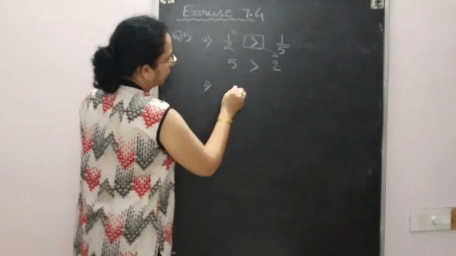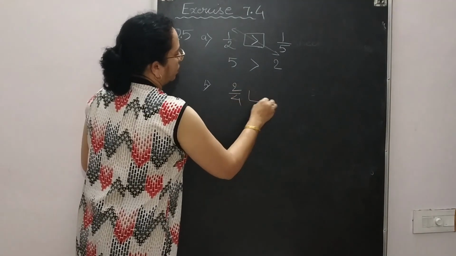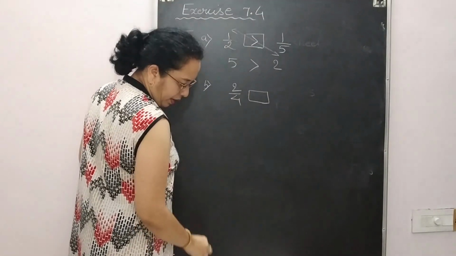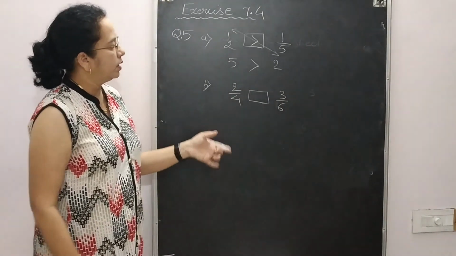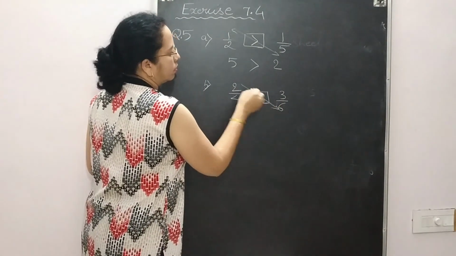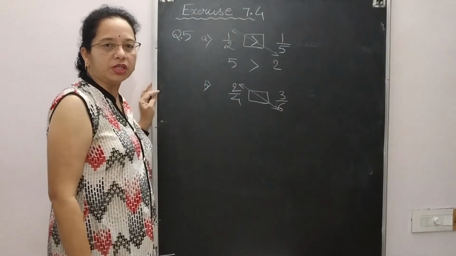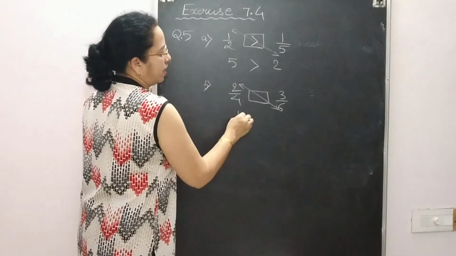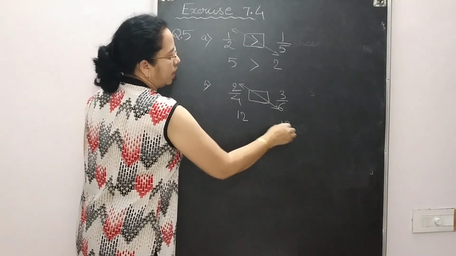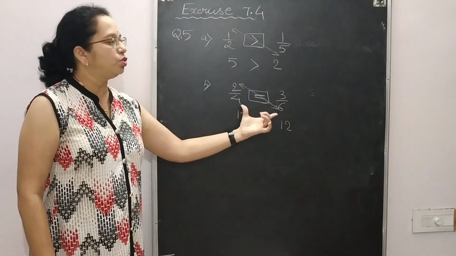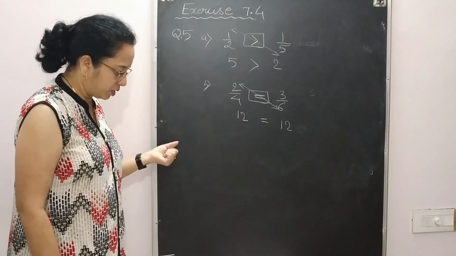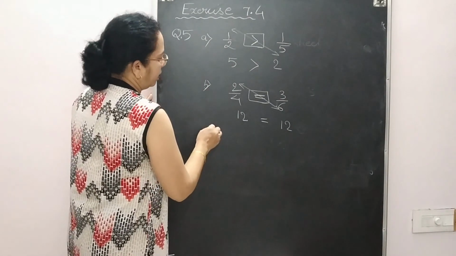Take one more example. 2 by 4 and 3 by 6. So again, join the two numbers with an arrow. 2 6s are 12, 4 3s are 12. Both are equal. So put the equal to sign. These two are equivalent fractions.